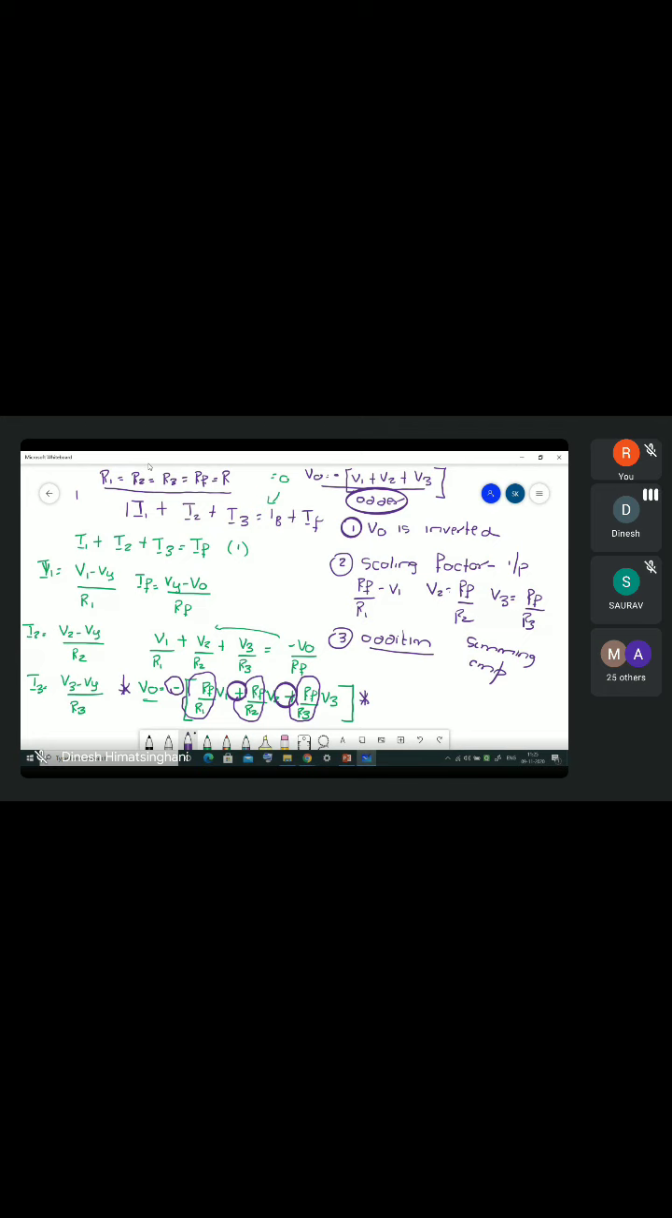Put it in other words, four resistances are equal. When all the four resistances are equal, your inverting amplifier works like an adder. It is the sum of the three input voltages, V1 plus V2 plus V3. Okay, any questions on what I have done up to this point of time before I go to the PowerPoint?